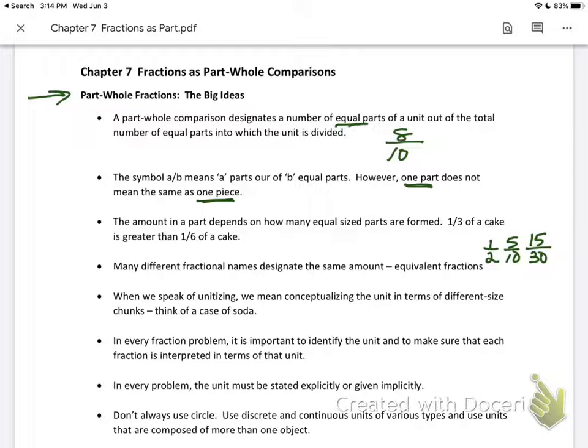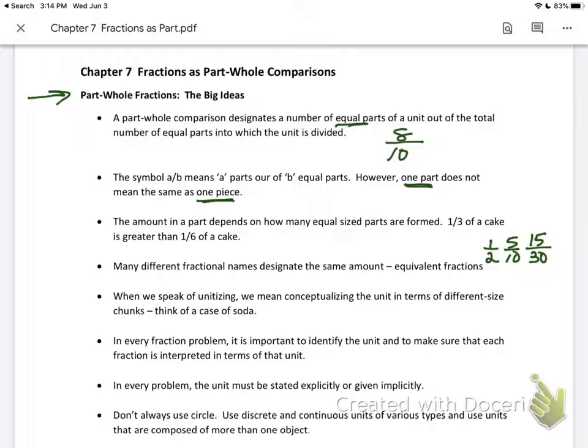When we speak of unitizing, we mean conceptualizing the unit in terms of different size chunks. So think of how many different ways you can divvy up a case of soda. 6 packs, you have those half cans. 12 packs, so you have all kinds of ways to do it, and depending on how you define your unit, you can have a good time with that case of soda in terms of visualizing.